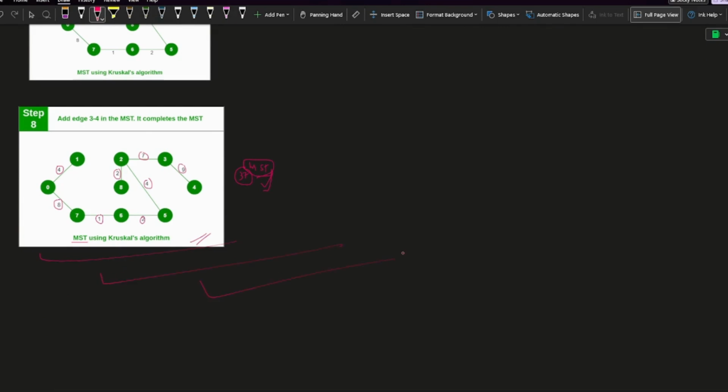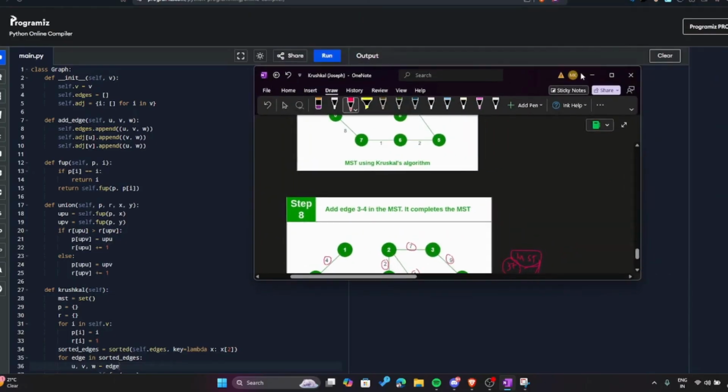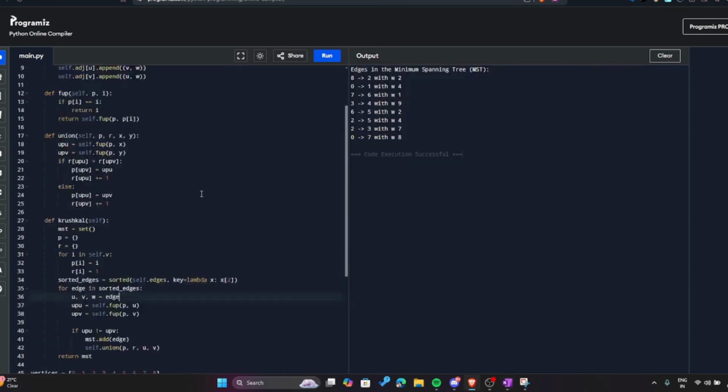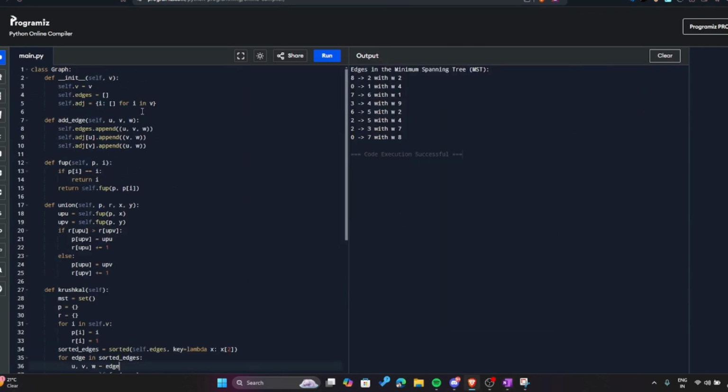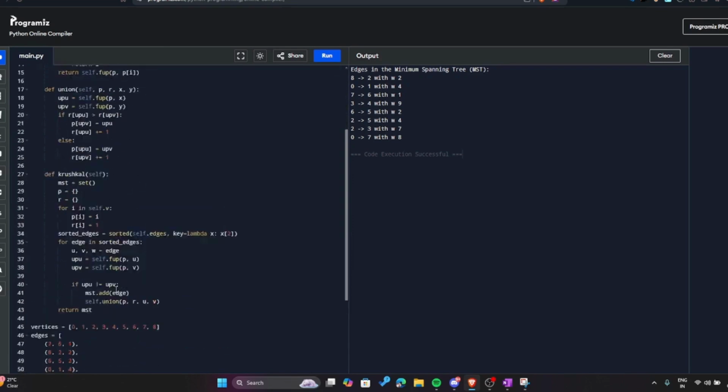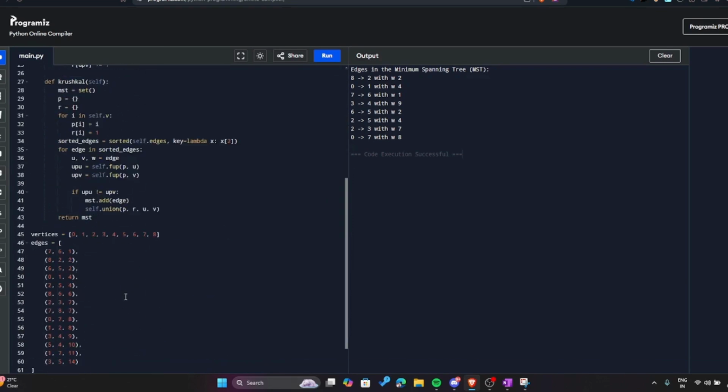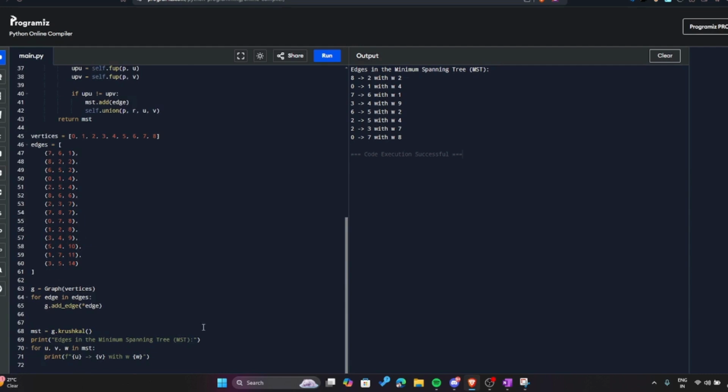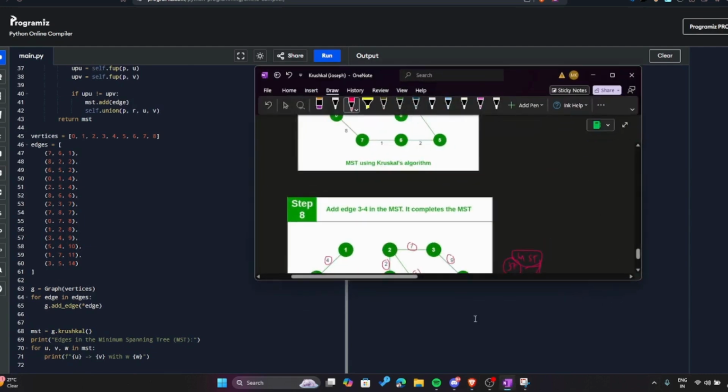With that being said, now let's get into the coding part of Kruskal's algorithm. I'm not going to type this code, I'm just going to explain it completely. In Python it's different. There are certain different ways you can go about solving this question.